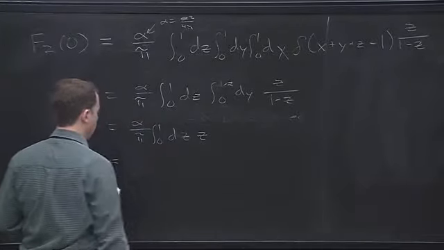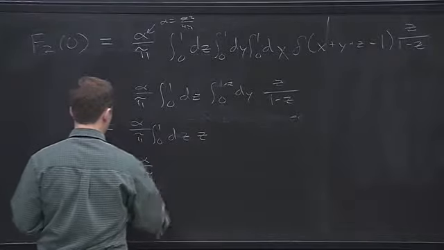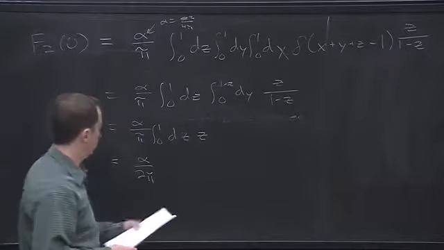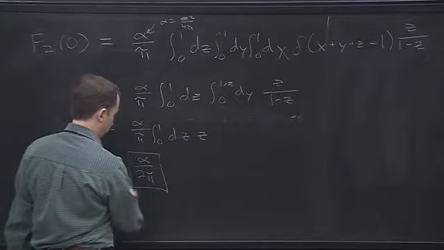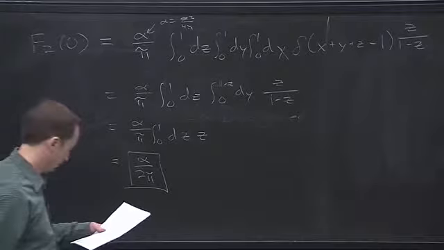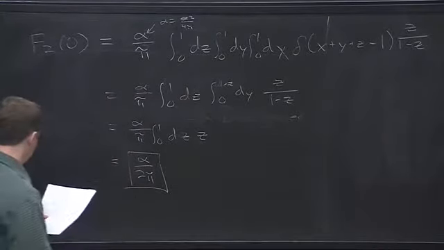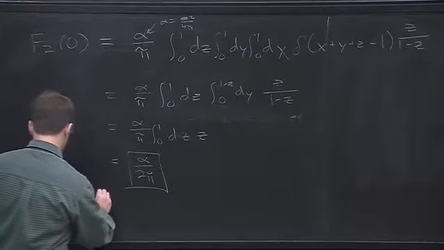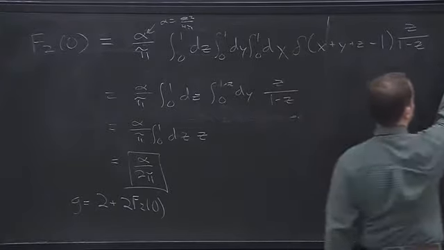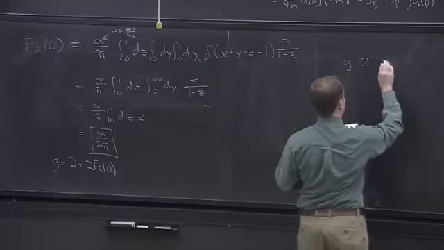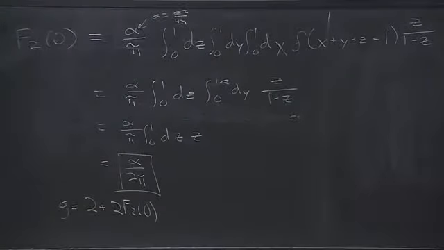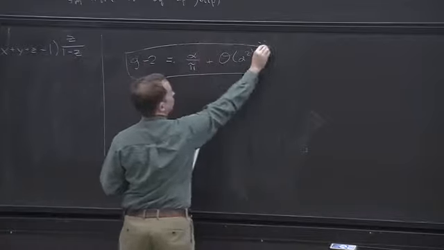And finally, we can do the z integral and just get alpha over 2 pi. This calculation was first done by Schwinger in 1948, and he had this result engraved on his tombstone. That's the most proud accomplishment. If we compare this with our earlier formula that G was 2 plus 2 F2 of 0, we see that G minus 2 is alpha over pi. And of course, we neglected the order alpha squared corrections.